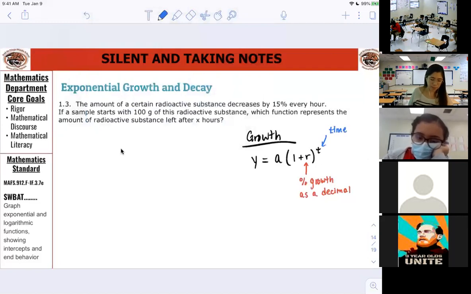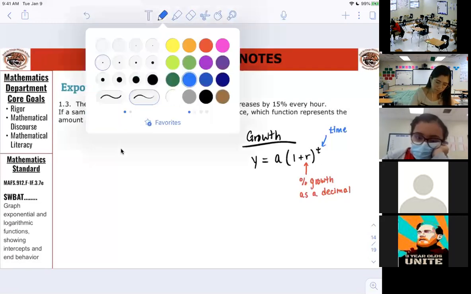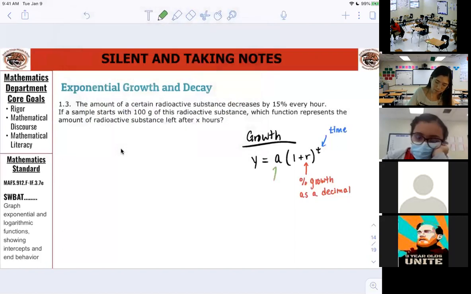So who can read for us this problem? The amount of certain radioactive substance decreases by 15% every hour. If a sample starts with 100 grams of this radioactive substance, which function represents the amount of radioactive substance left after 6 hours? Good. And sorry, I forgot to highlight it, but a is still the same thing, which is the starting amount. Because remember, y-intercept is always your starting amount. So we used to say that a was the y-intercept, but that's the same thing as just the starting amount.